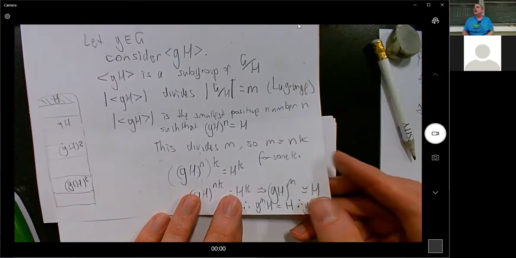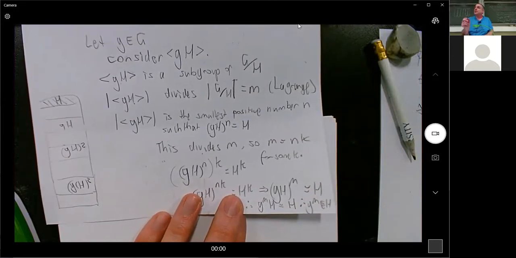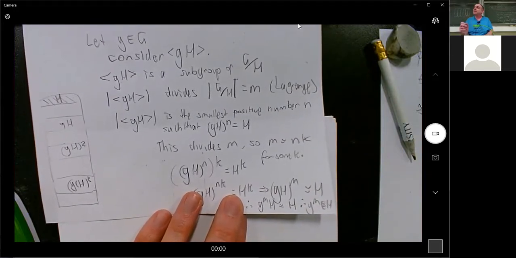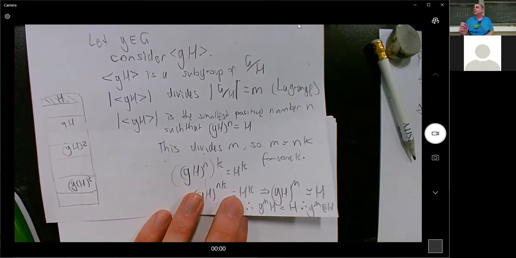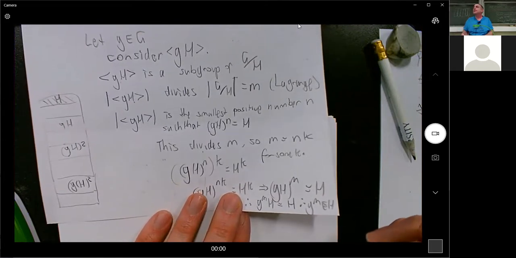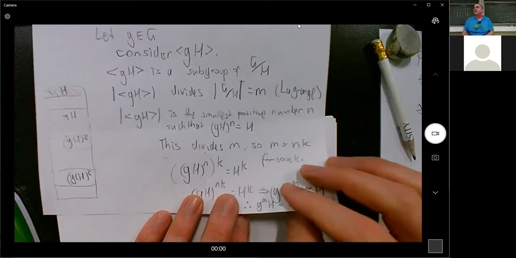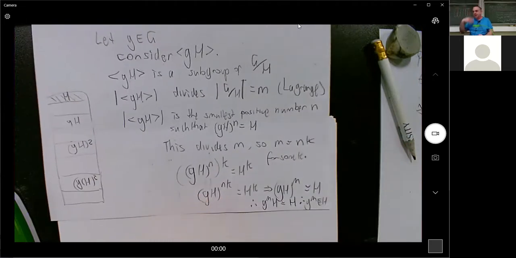Correct. But I meant the order of an element, as in the smallest power you need to make it the identity, divides the order of the group. Yeah, that's right. But when I did Algebra 2, it was a corollary. It was a theorem of its own.